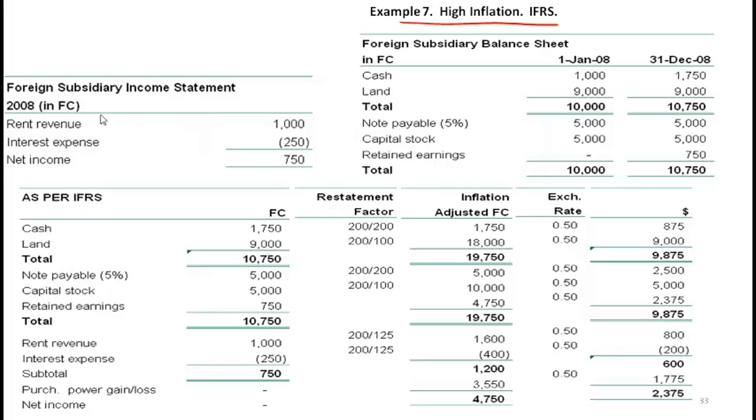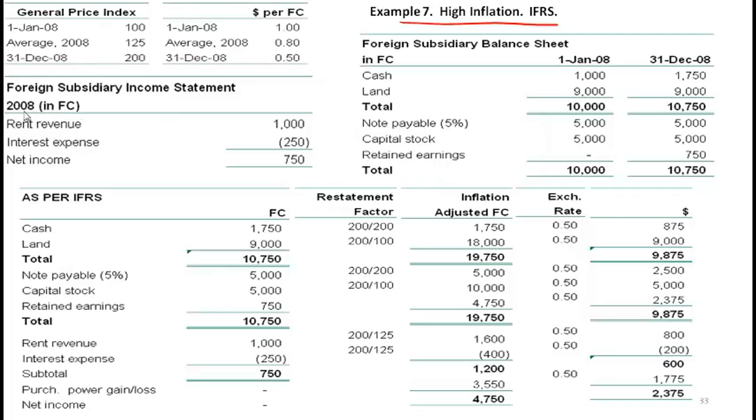So when this US company started the foreign subsidiary, it started this in January 2008. So I'll just give you all the numbers. Let me start with the top left. In January 2008, the price index was 100, and then you are given that during 2008 there was immense inflation. So the price level went up from 100 to 200. So what's the inflation? 100%. The average price level during the year was 125.